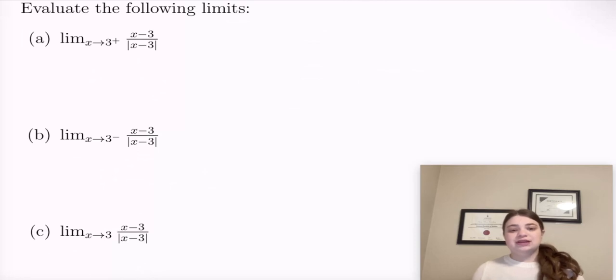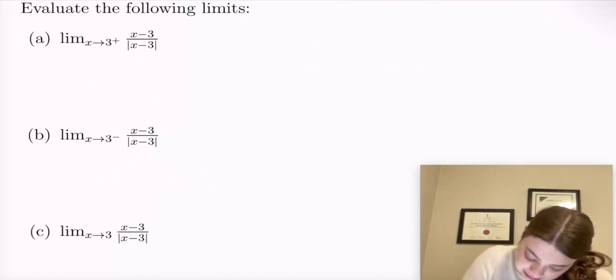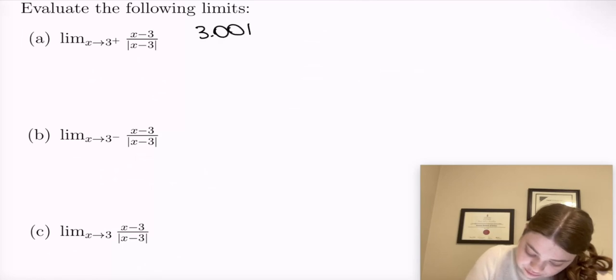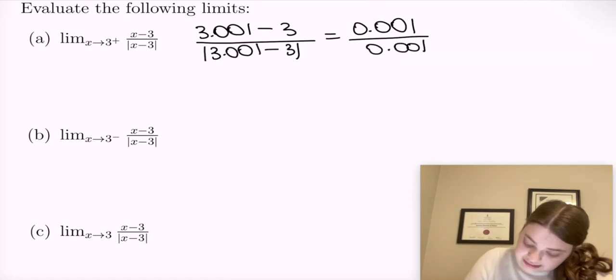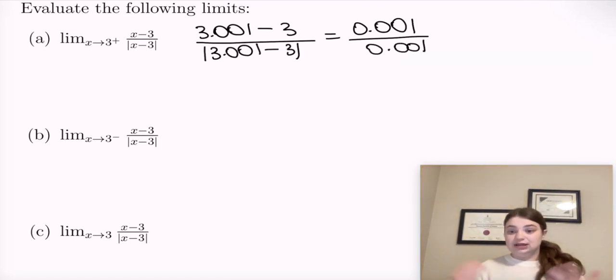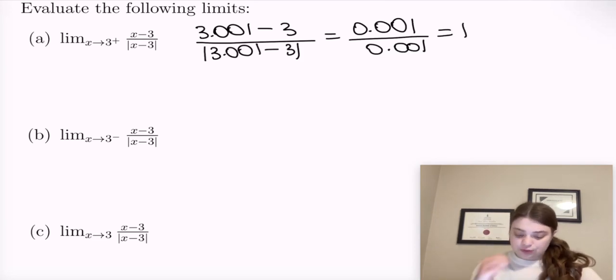So we're going to use something that is a little bit greater than 3, like 3.001, for example, because we're approaching from the right. So if I do that, I get 3.001 minus 3 over absolute value 3.001 minus 3. Well, in either case, we're going to get 0.001 and 0.001 since the absolute value of a positive is just the number itself, and that's going to equal 1.